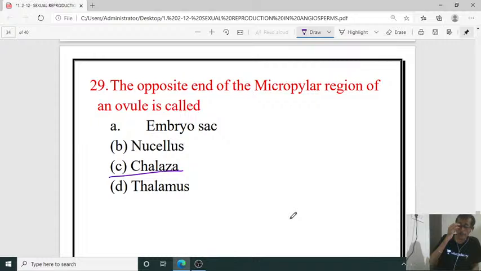So only the micropylar end will remain open, and it will be there during the time of seed also. In the seed also, it is going to be there as a small opening for the exchange of gaseous material and also for the entry of water during the time of seed germination. So the answer is C for 29.